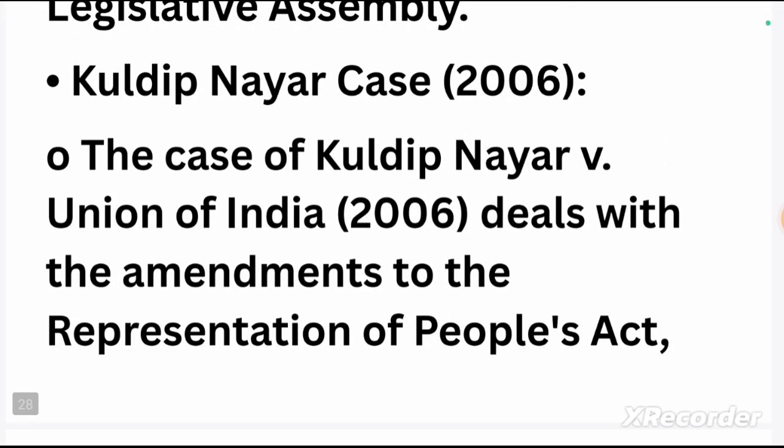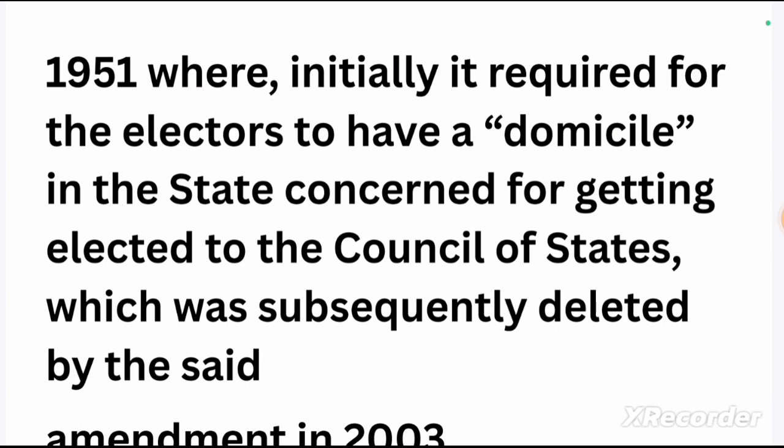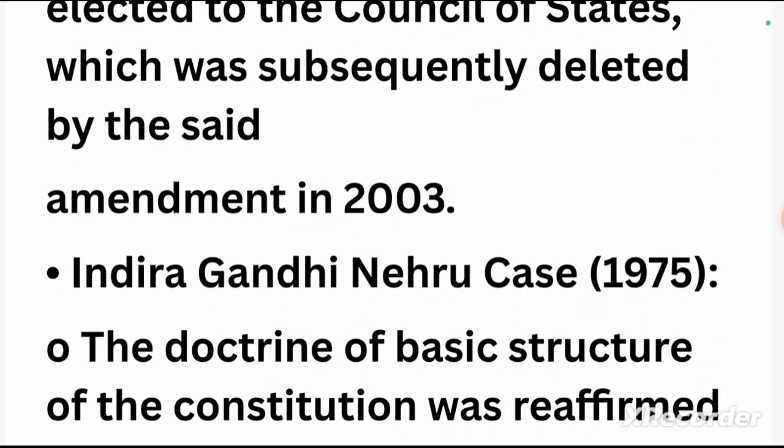Kuldip Nayar case 2006. The case of Kuldip Nayar versus Union of India 2006 deals with the amendments to the Representation of the People Act 1951, where initially it was required for the candidate to have domicile in the state concerned for getting elected to the Council of States, which was subsequently deleted by the said amendment in 2003.